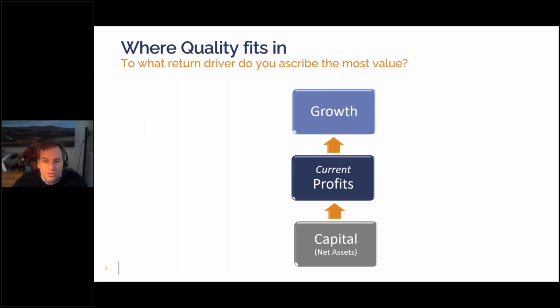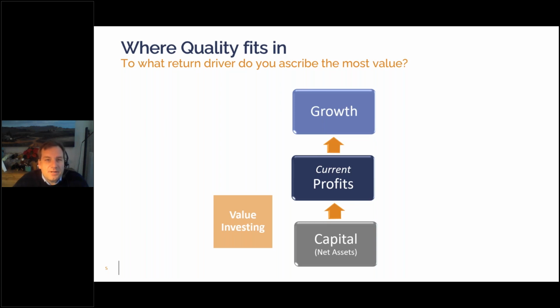A business at its core has a certain amount of capital invested in assets. I say net assets because there's working capital in there, and there might be some debt that finances assets. But at the end of the day, there's capital invested. That capital generates profits. I put current profits because growth in profits is another element, and those profits can grow into the future. Now, value investing really focuses on the capital invested in the business and the current profits.